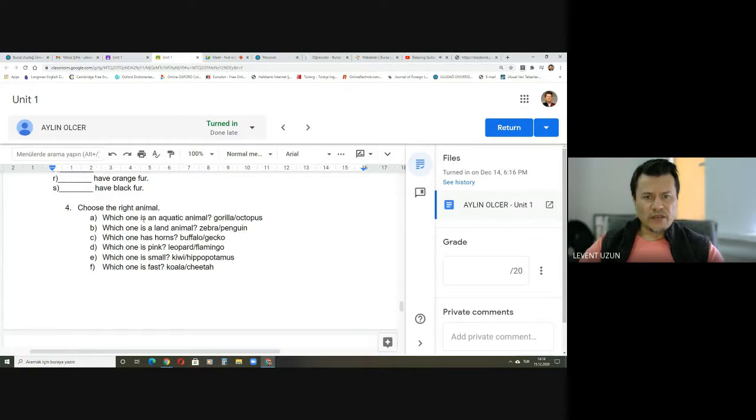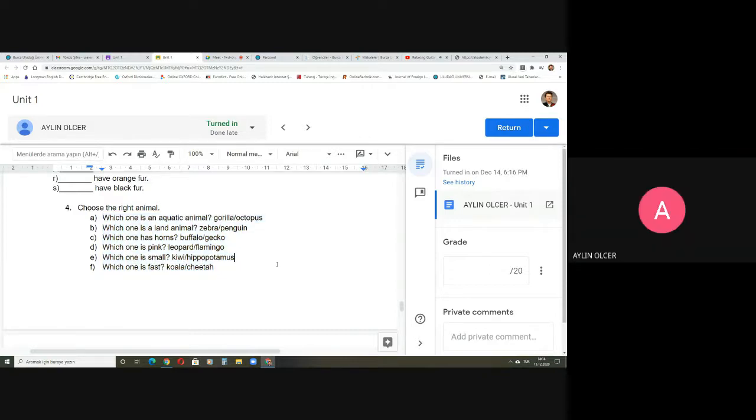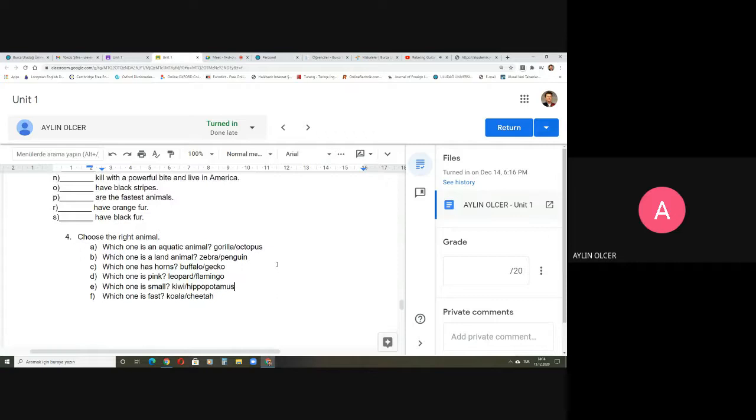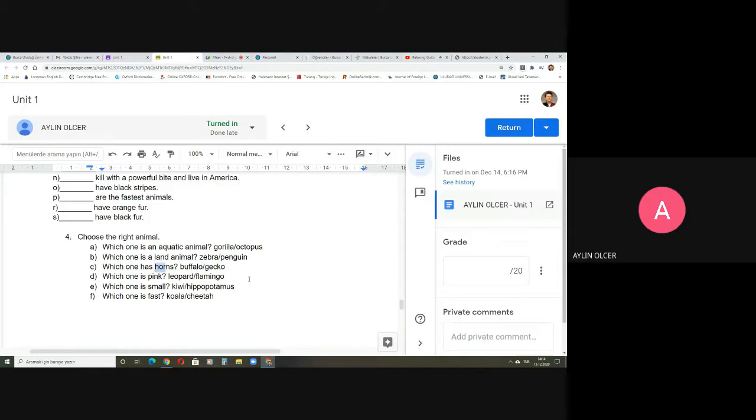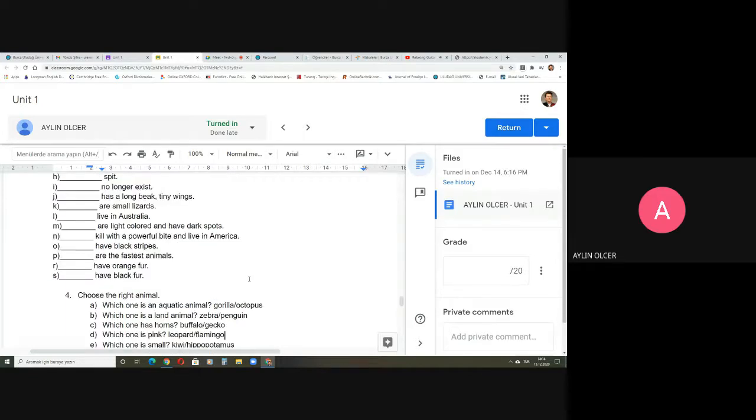Choose the right animal. Which one is an aquatic animal? Gorilla, octopus. Okay. So what is the aim of this one? This aims to check if the student knows what it is now. Is it an aquatic animal? Do you know it now? So I taught them, so they know it. Aquatic, land. I asked the questions that I used in the sentences, and pictures, like which one is pink, leopard, flamingo.